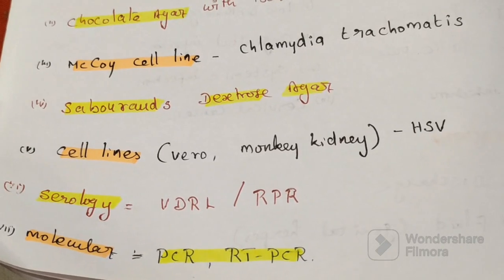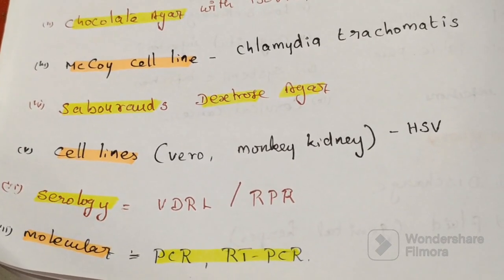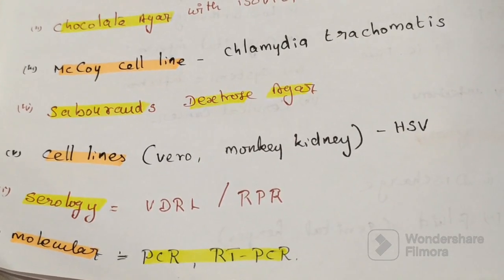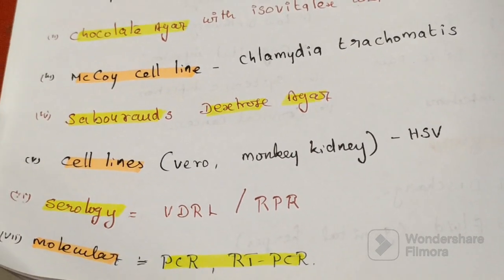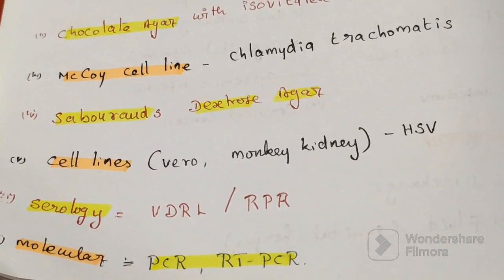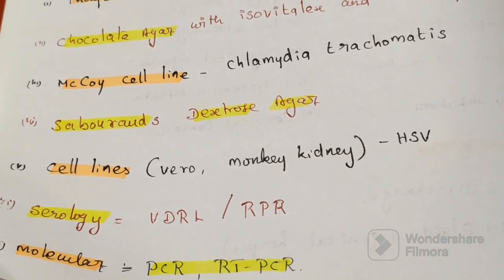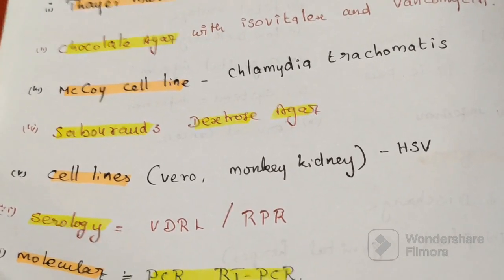Then serological techniques: VDRL, Venereal Disease Research Laboratory, and RPR, Rapid Plasma Reagin test. Then molecular techniques: PCR, polymerase chain reaction, and RT-PCR, reverse transcriptase polymerase chain reaction, can be used.